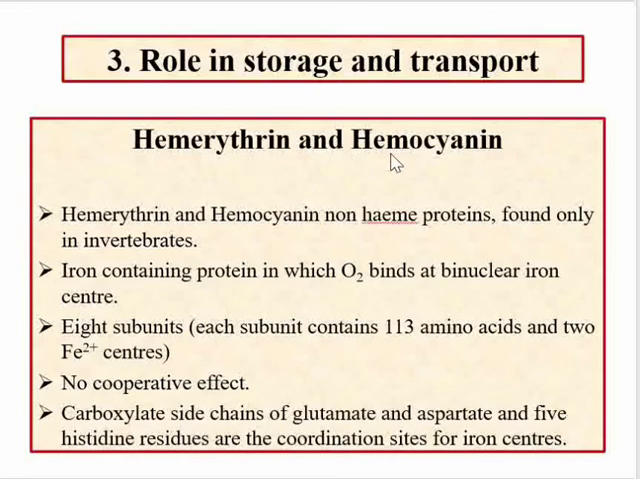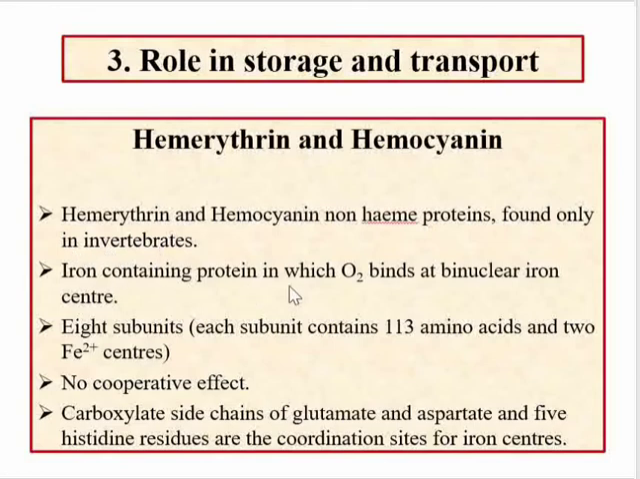Hemerythrin and hemocyanin are two other metalloproteins that participate in the transport of oxygen. These hemerythrin and hemocyanin are non-heme proteins. They are metalloproteins, but they are non-heme proteins. They do not contain the heme prosthetic group, and they are found only in invertebrates. Okay, so these are not present in the human system. They are only present in invertebrates.